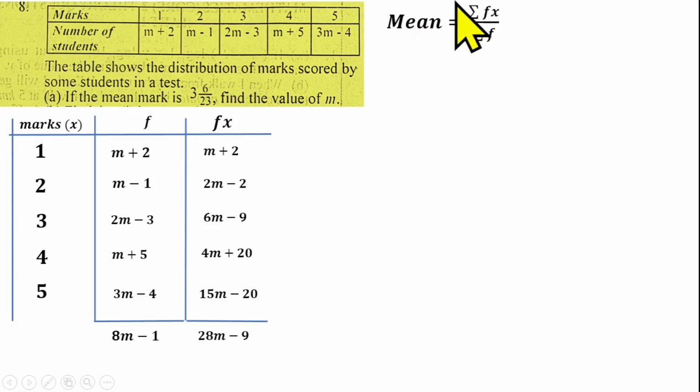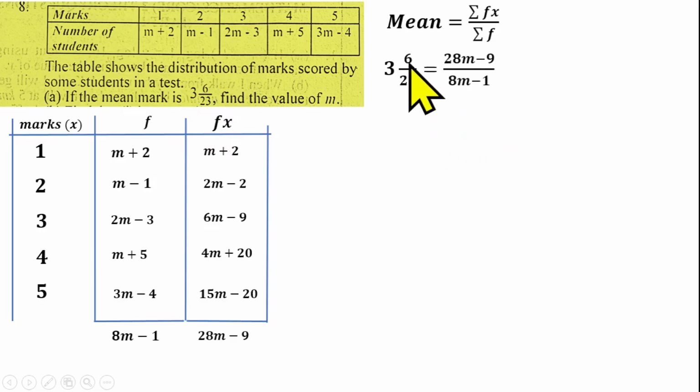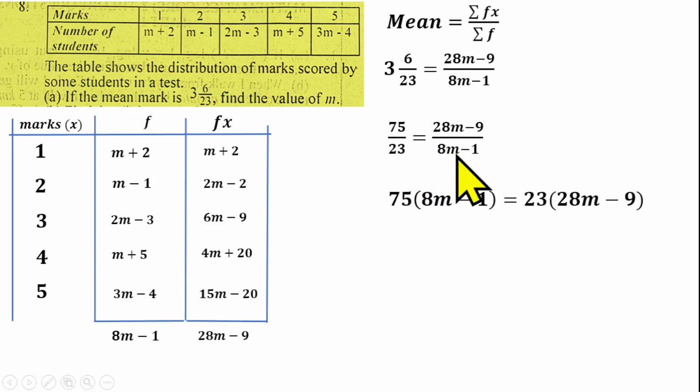Then from there you can now pull that into this formula. You have been given the value of the mean, which is 3 6/23. So you have 3 6/23 equals summation fx, which is 28m minus 9, over summation f, which is 8m minus 1. The first thing to do is to change this mixed number to an improper fraction. 23 times 3 plus 6 gives us 75 over 23, which equals 28m minus 9 over 8m minus 1. You cross multiply from there. 75 multiplied by 8m minus 1 equals 23 multiplied by 28m minus 9.